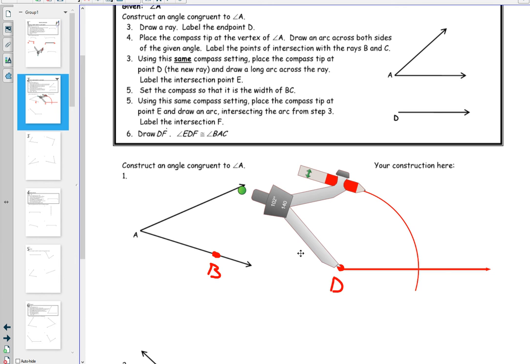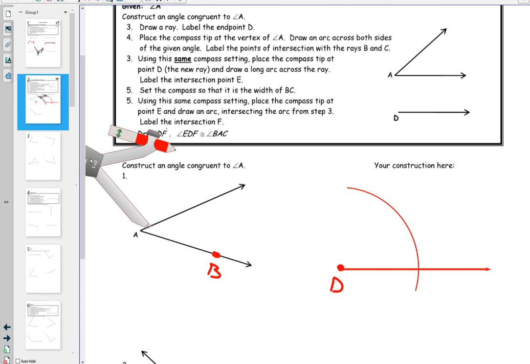And you know what? I messed up here. Well, I didn't mess up, but just keep the same distance, and let's do the same thing over here on the first one. We should have done the same thing on the first one.